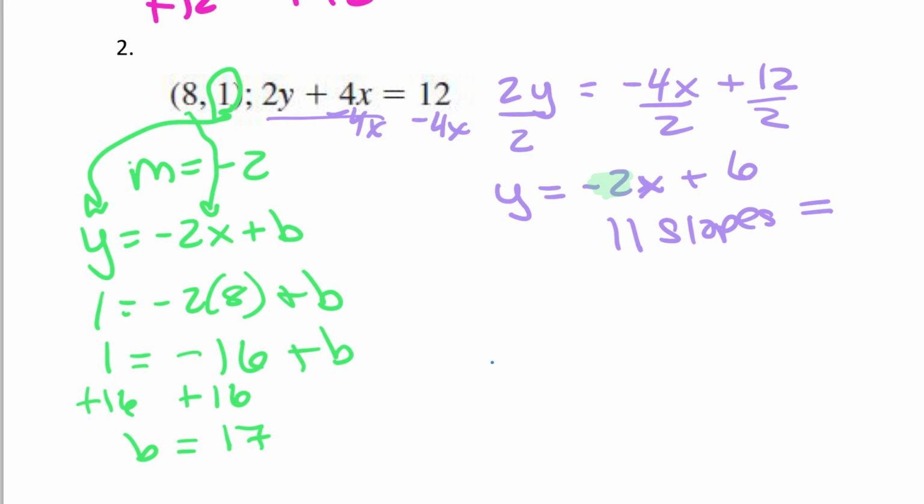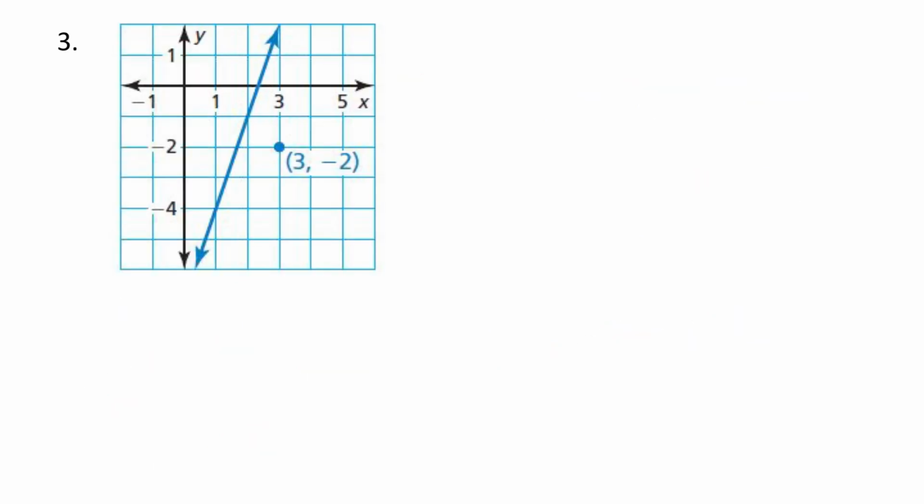y is equal to negative 2x plus 17. Now this question is still writing the equation of the parallel line, but it's given a graph. So we need to write the equation of the line that is parallel to this line and goes through this point. So first we need to figure out the y-intercept.